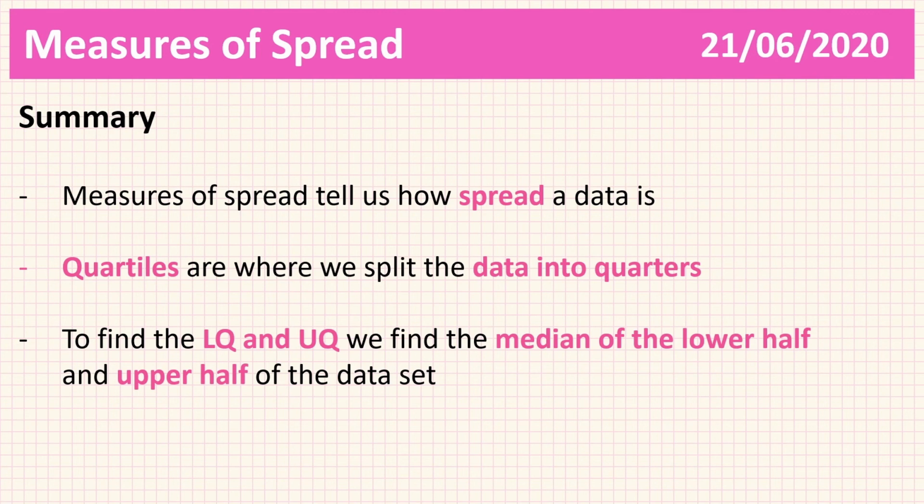The other thing we need to know is that quartiles are when we're splitting the data into quarters. And finally, to find the lower quartile and the upper quartile, we need to find the median first. So we split the data into a top half and a bottom half, and then we find the middle of the bottom half for the lower quartile, and we find the middle of the top half for the upper quartile.